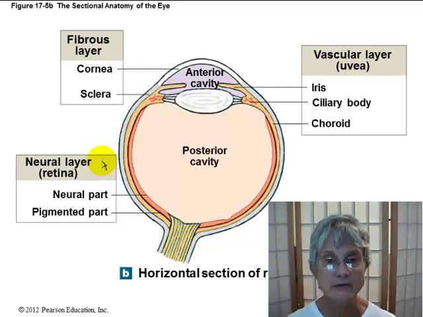Deep to the choroid is the neural layer, which consists of the retina. The neural layer has two parts, the neural layer and the pigmented layer. In this figure you can also see the optic nerve and its attachment point to the retina, and a very thin depression at one very special part of the retina, as we'll see in the next picture.